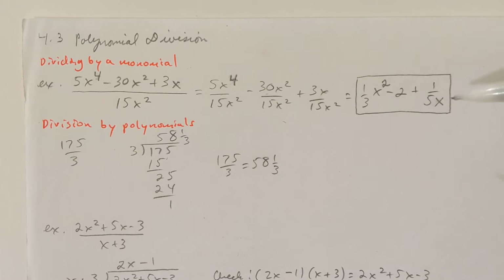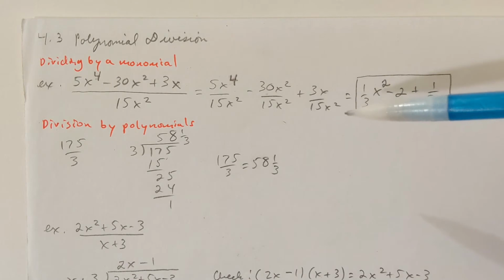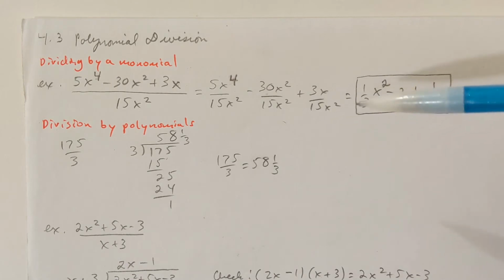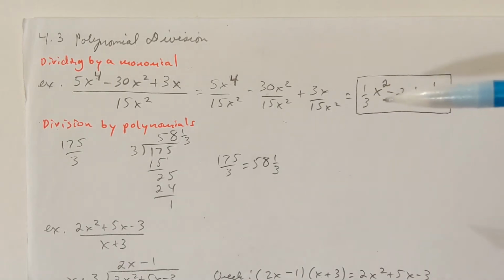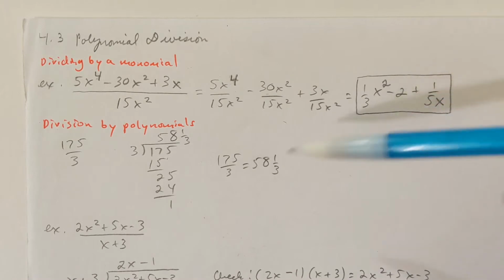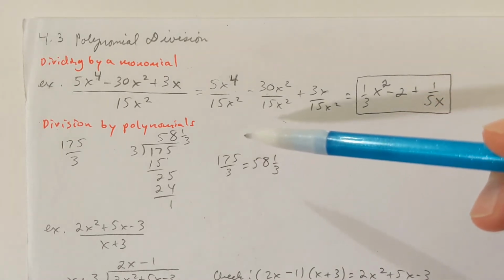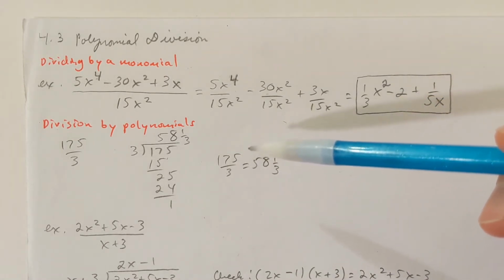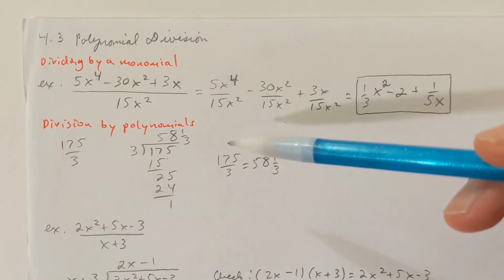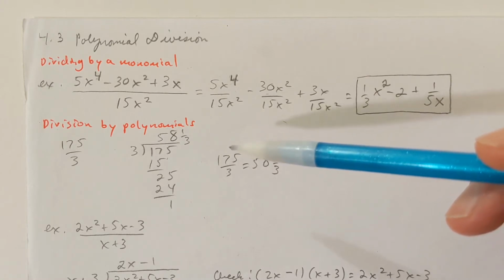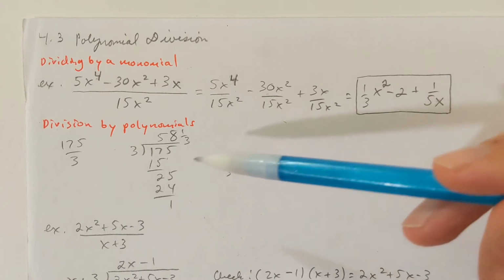Okay? So dividing a polynomial by a monomial is not so bad. All you do is take the monomial and write it under each one of the terms of the polynomial. So before we look at division for polynomials, let's go back to just basic division and remember how that goes.